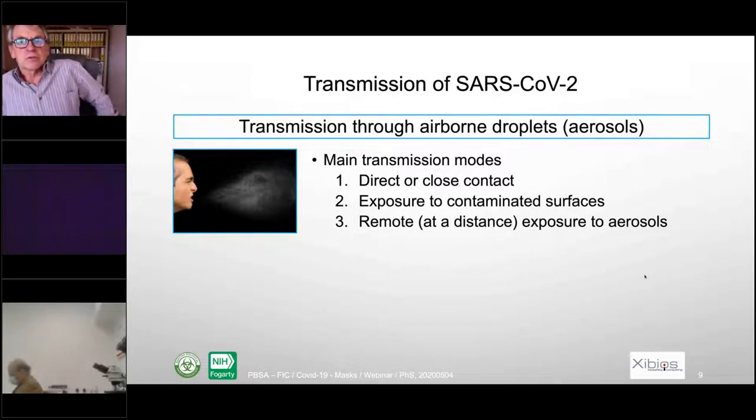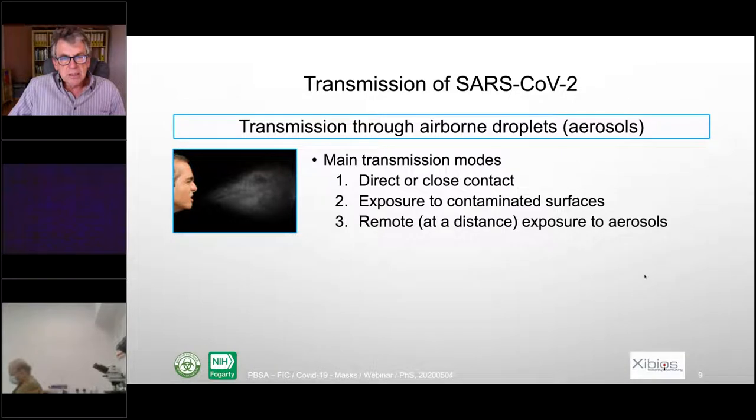So about the transmission of SARS-CoV-2, clearly, the transmission is done through airborne droplets, aerosols. I will explain a little bit more about that in a few minutes. From that information, that's something which is quite clear. There are three main transmission modes that appear more based on epidemiological evidence, the way different people get infected. And these are in order. The first one is direct or close contact.